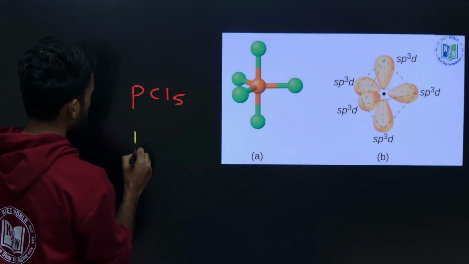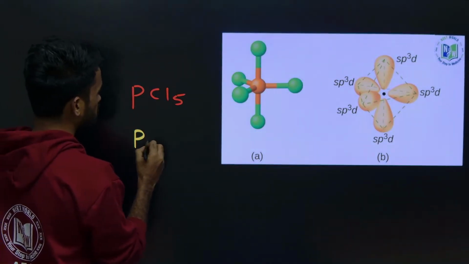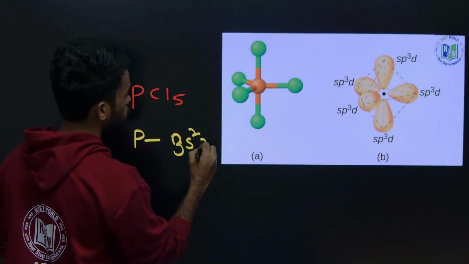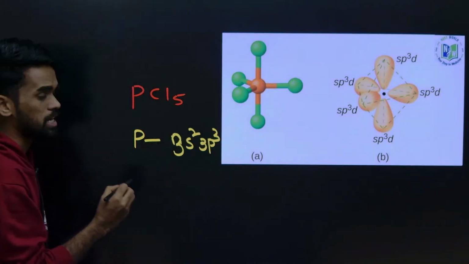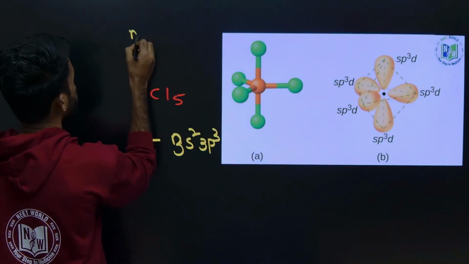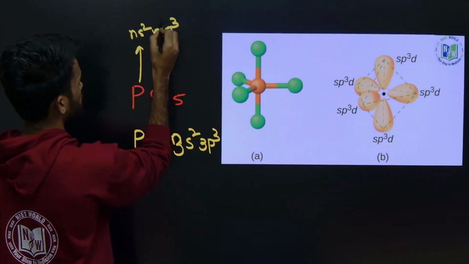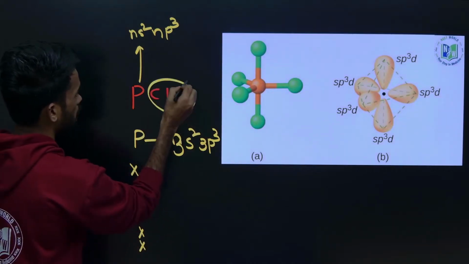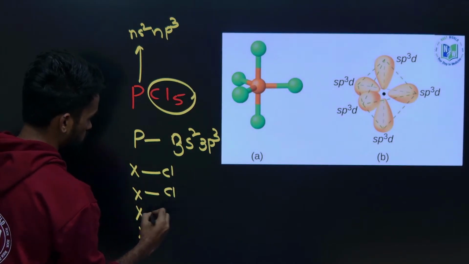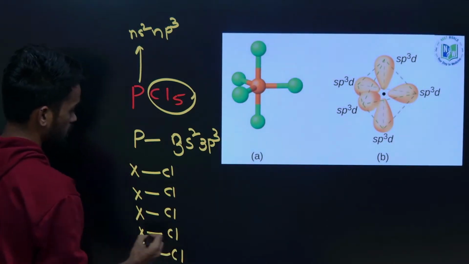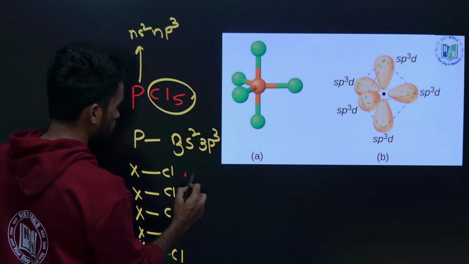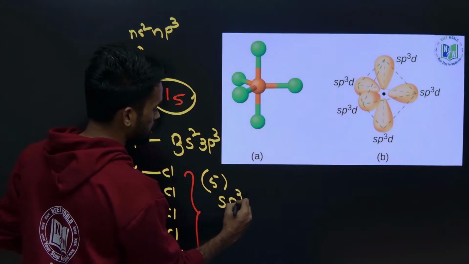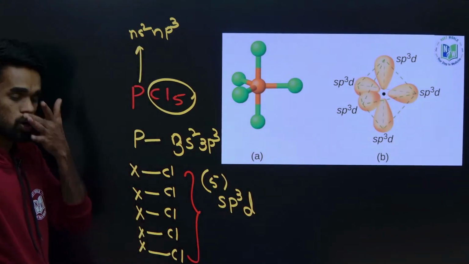Look at phosphorus here. How many valence electrons does it have? 5 valence electrons, because its electronic configuration is 3s2 3p3. I hope you know the general electronic configuration of the 15th group is ns2 np3. So write those 5 electrons like this. How many surrounding atoms are there? 5. So 5 sigma bonds are formed, which means S5: one S, 3 P's, and 1 D, sp3d hybridization.